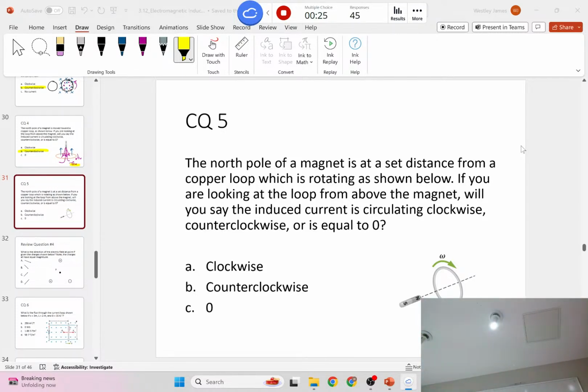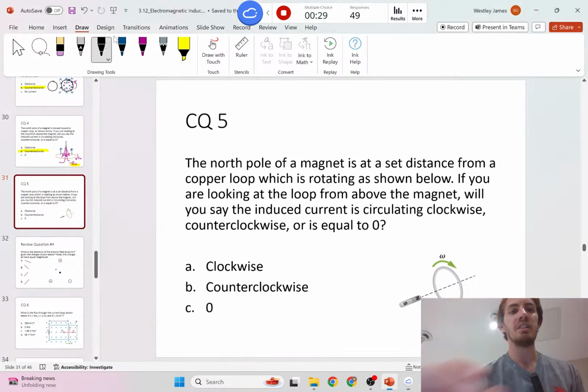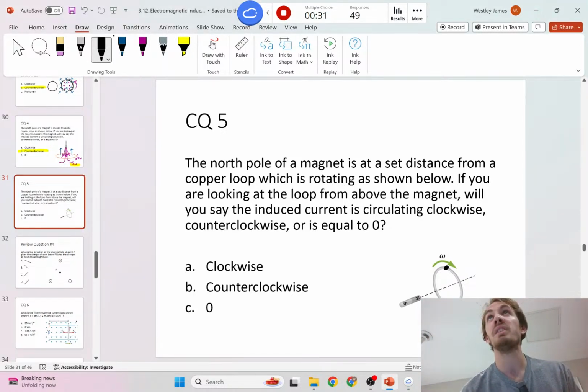So again, this loop is spinning like a steering wheel. At some time, let's just pick a dot on it. At some point, this dot's here. And then this dot rotates to this spot. And then at some point, the dot rotates to this spot, like a steering wheel.